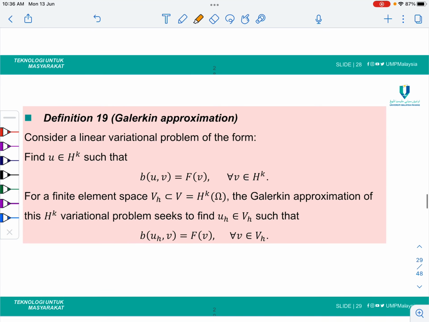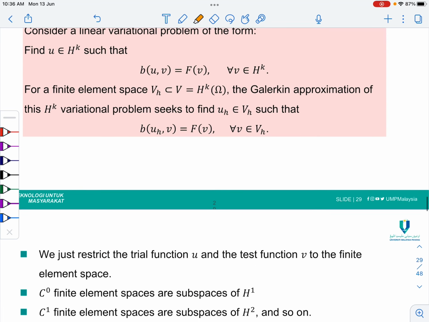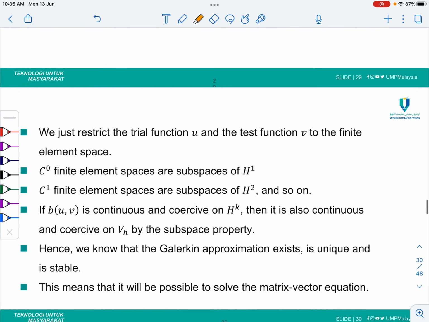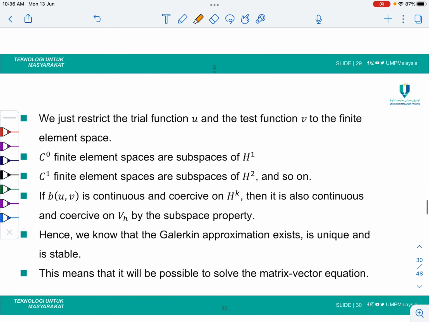Hence, these definitions explain a linear variational problem in the form of finite elements. We just restrict the trial function u and the test function v to the finite element space. C0 finite element spaces are subspaces of H1. C1 finite element spaces are subspaces of H2 and so on.